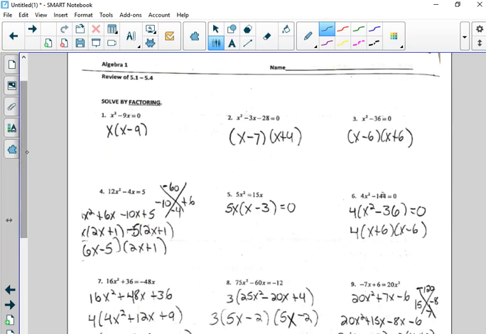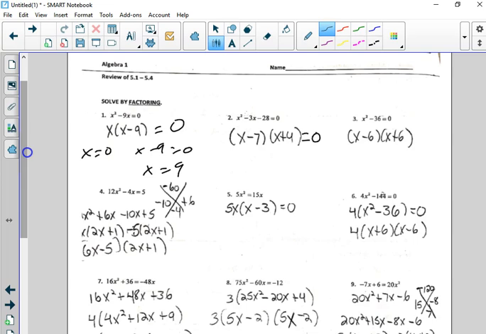Okay, last section. 5.1 to 5.4. You'll notice a lot of these should look familiar because they are from the graded worksheet. So, number 1, factoring. Well, all you can do is GCF. So you take the x out, and you leave the x minus 9. It's equals 0. So this is x equals 0. That's easy. X minus 9 equals 0. X equals 9.